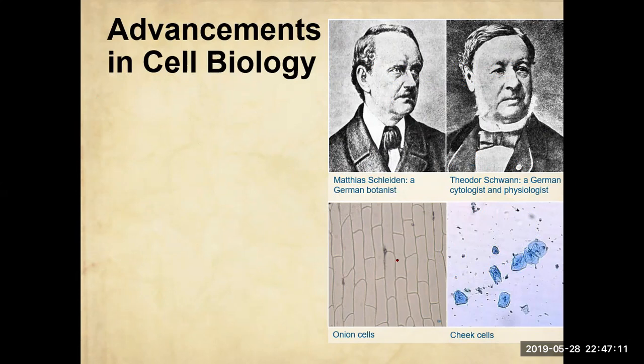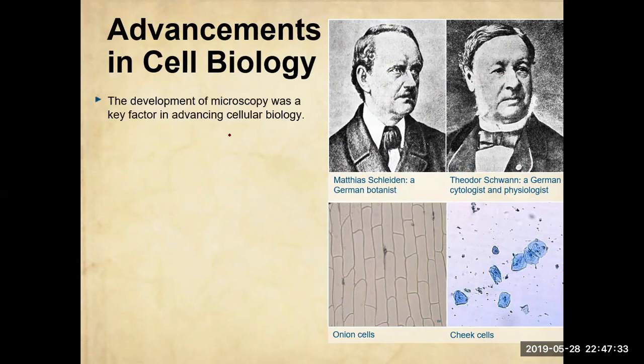And in the lowest pictures, you will see two different types of cells, onion cells and cheek cells. We have the possibility of looking at these two types of cells, so we are going to do this inside the class as well.